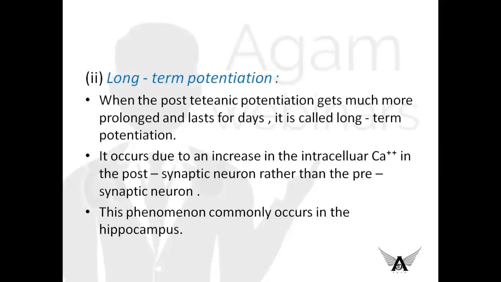Next is long-term potentiation. When the post-tetanic potentiation stays for a longer time, it is called long-term potentiation. It occurs due to an increase in intracellular calcium in the postsynaptic neuron, but in post-tetanic potentiation, the calcium level is more in the presynaptic neuron. It is very importantly taking place in the hippocampus as it is a part of memory.